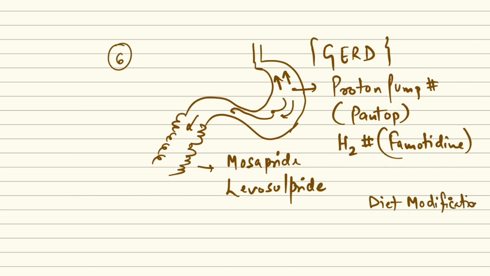Besides these drugs, we also advise diet modification in patients of gastroesophageal reflux disease. Patients should avoid eating or drinking tea and coffee in the evening, and they should avoid smoking, and that will help more in these patients. Also, while sleeping, the head end of the bed should be elevated. That will also provide some relief in the cough in patients of gastroesophageal reflux disease.